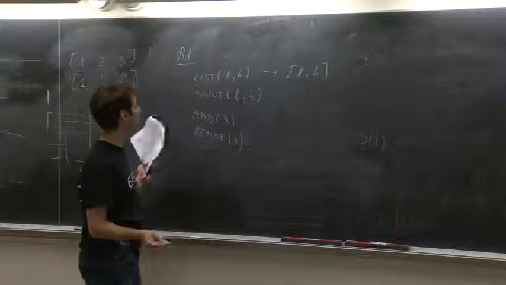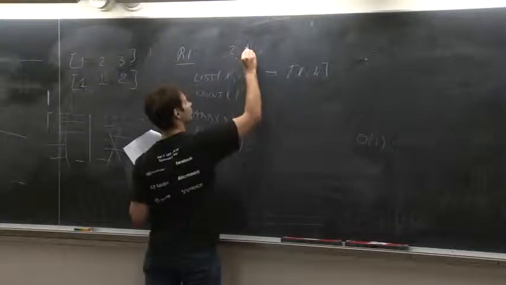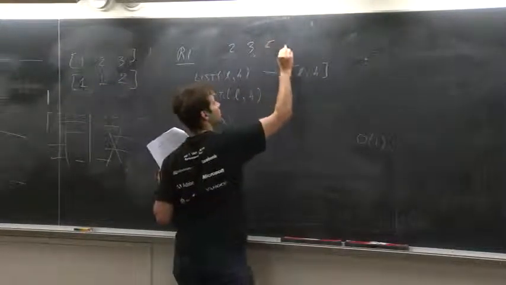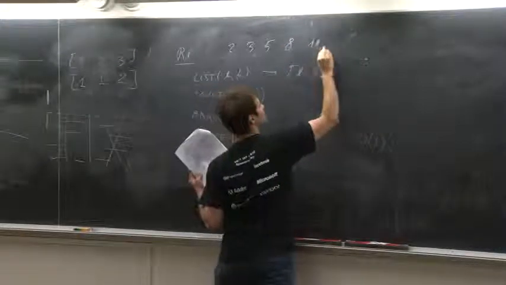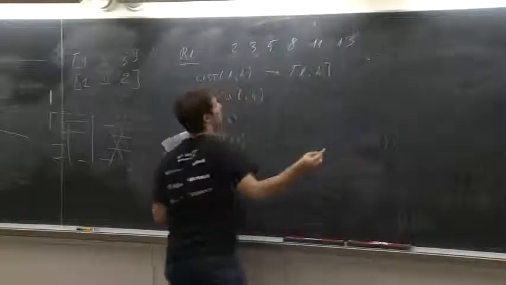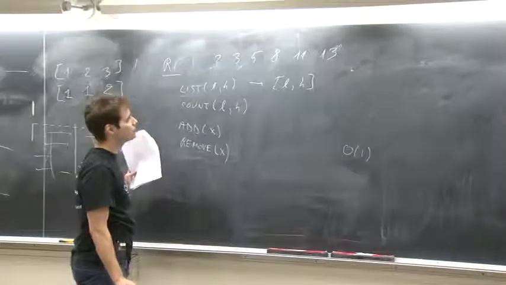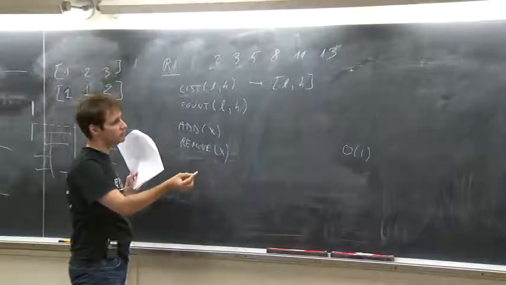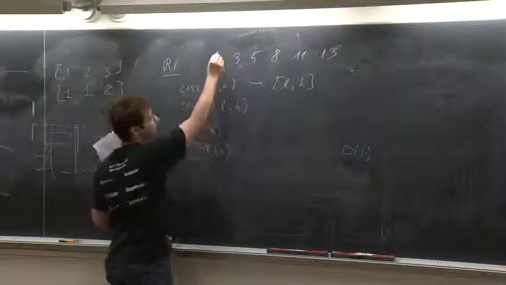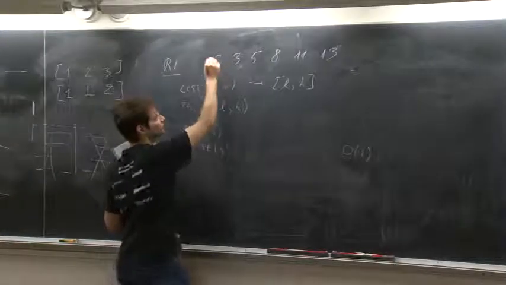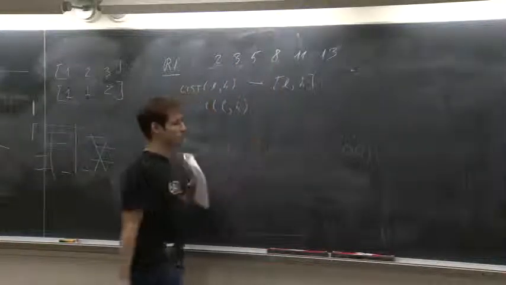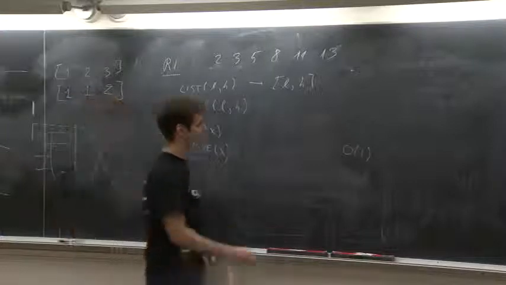Suppose I have, let's start with an example. Say I have these keys in my range index: 5, 8, 11, 13. Suppose they're magically inserted in this order. If I want to remove 2, since this is an array, I have to shift everything to the left. Yes. So that's order n. Okay.